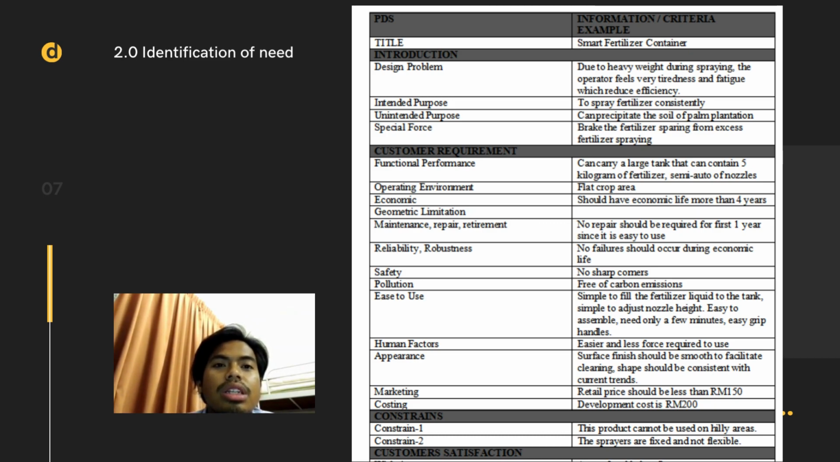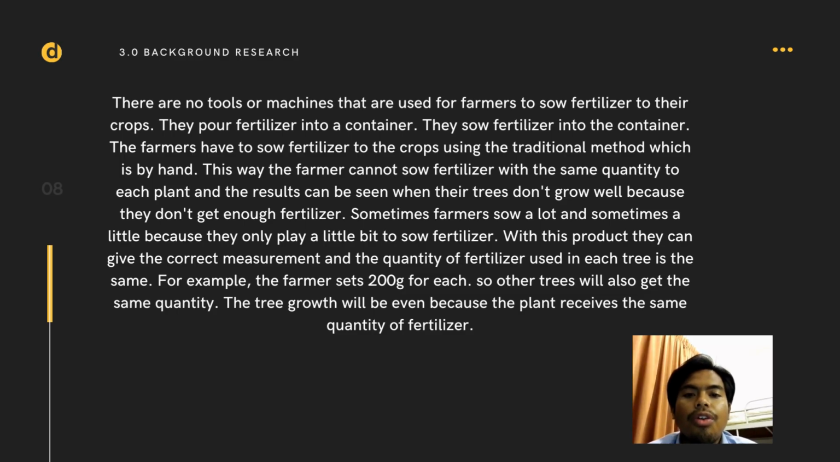Constraints: for one, this product cannot be used for highly sloped areas. For two, the sprayer is fixed and not flexible. Customized certification: one is a comfortable handle, second is a self-appropriate sprayer. For the background research, there are no tools or machines that farmers use to sow fertilizer to their crops. They pour fertilizer into a container. The farmers have to sow fertilizer to the crops using the traditional method, which is by hand.